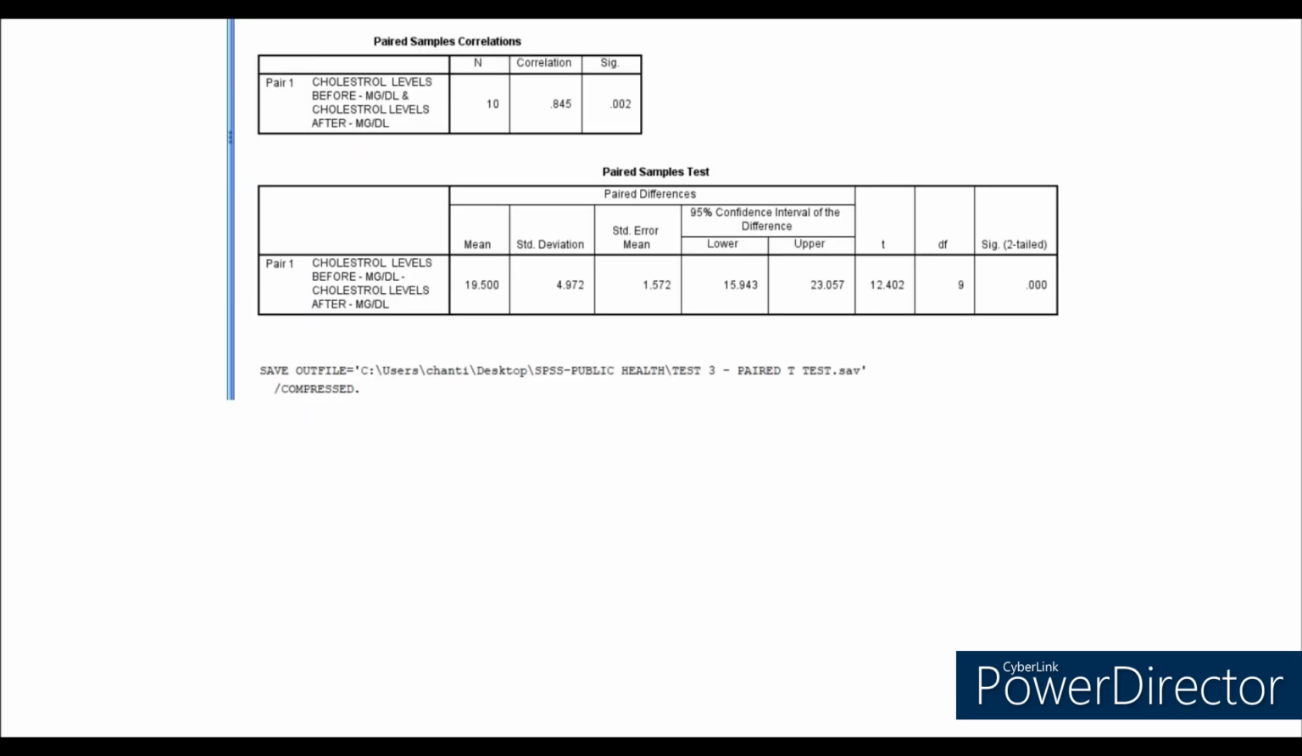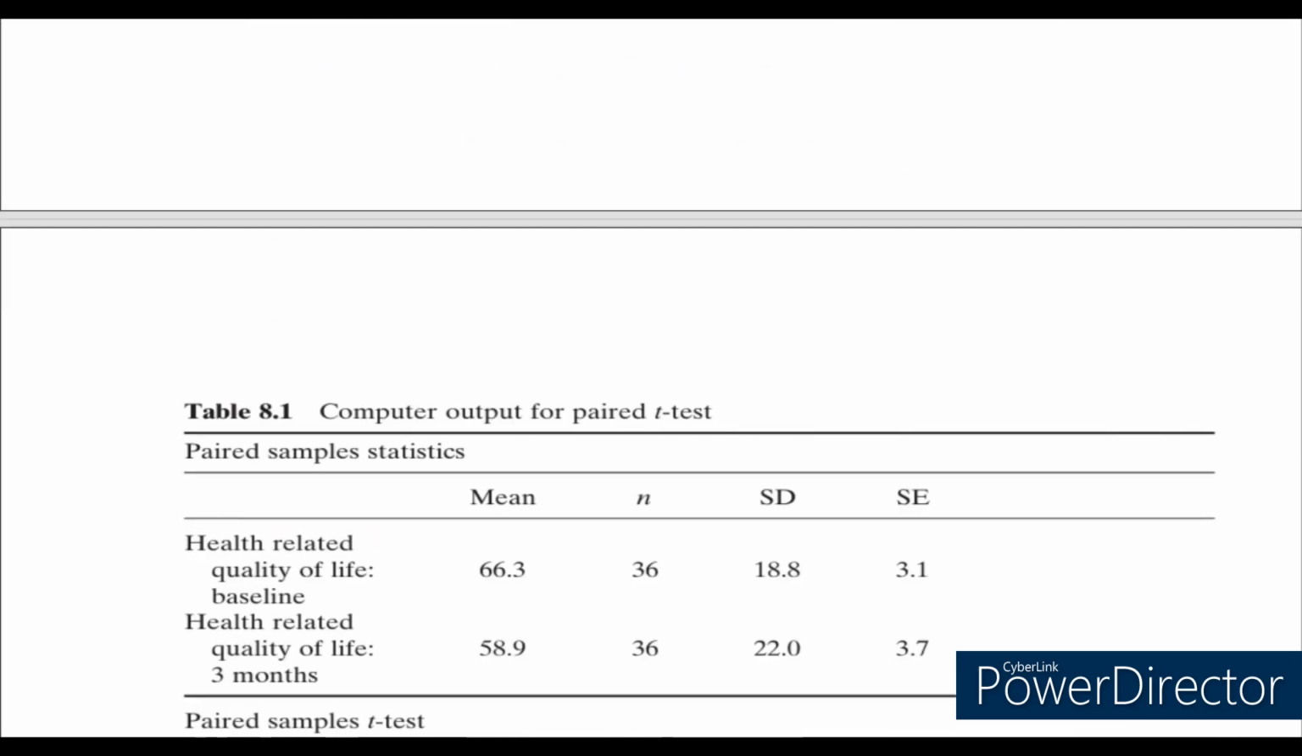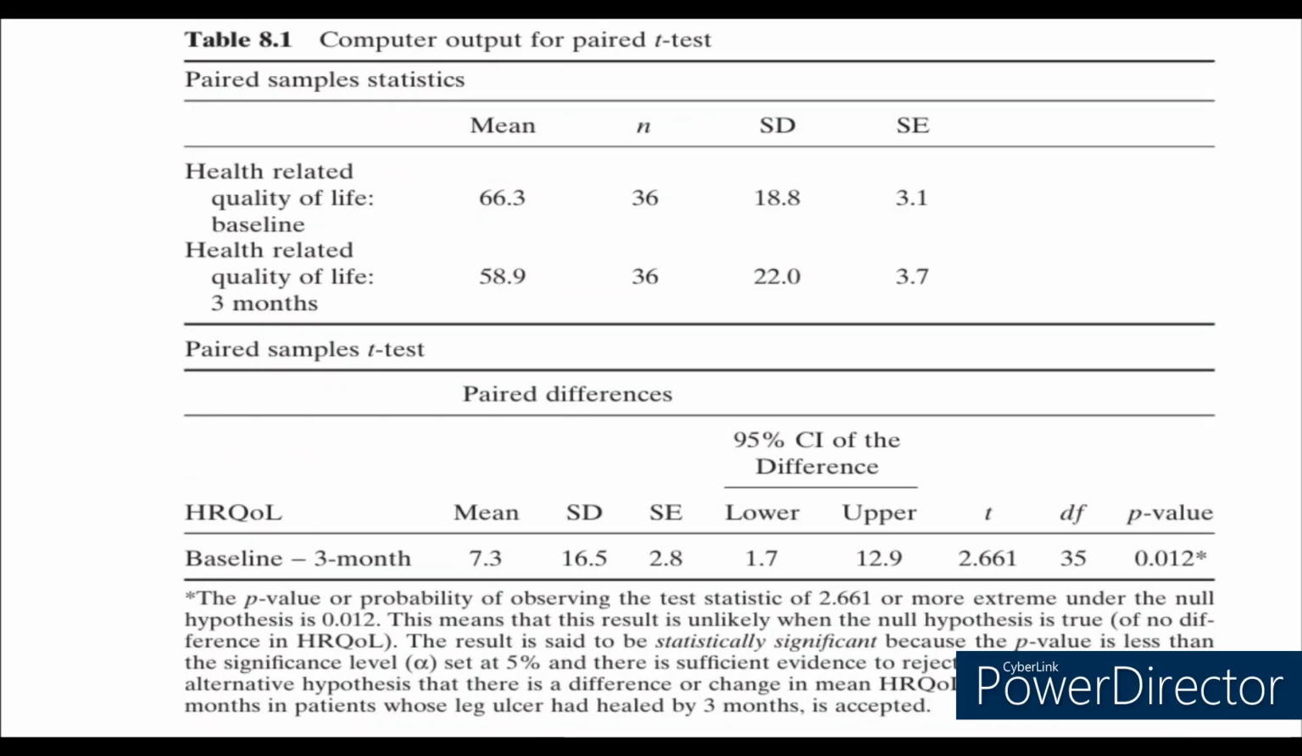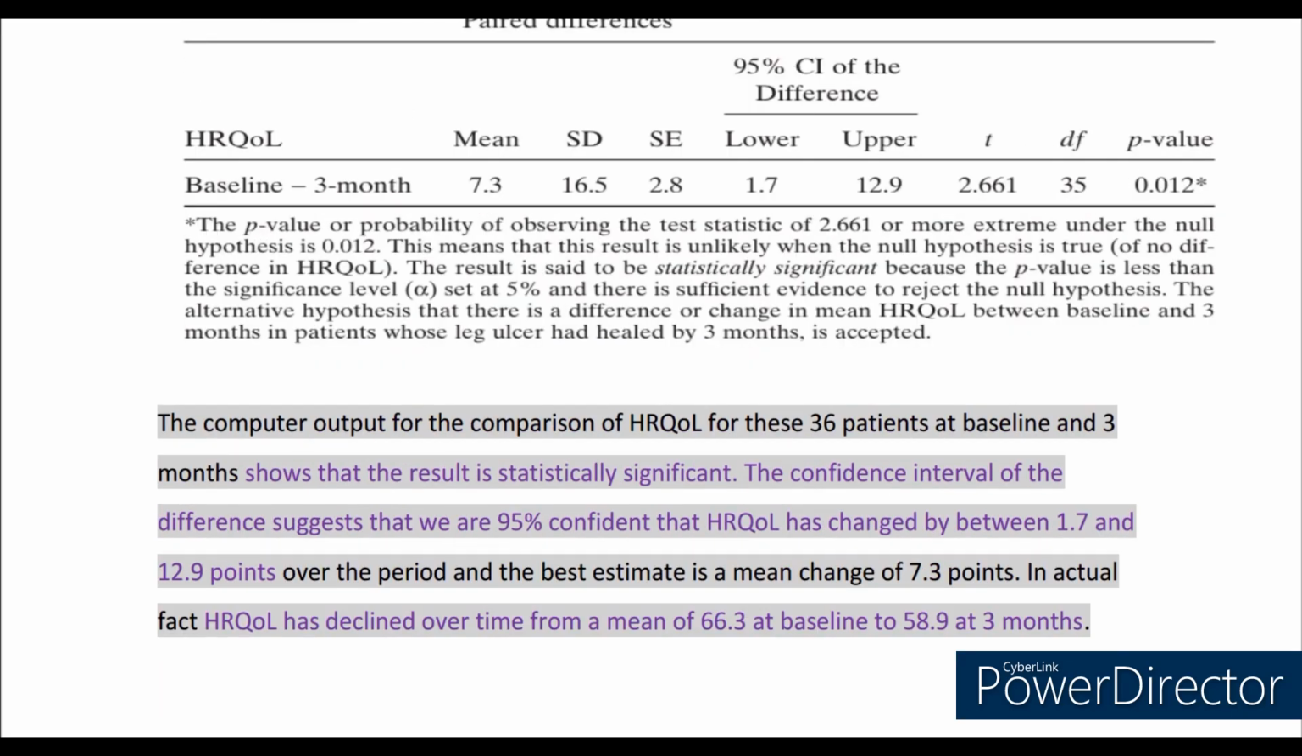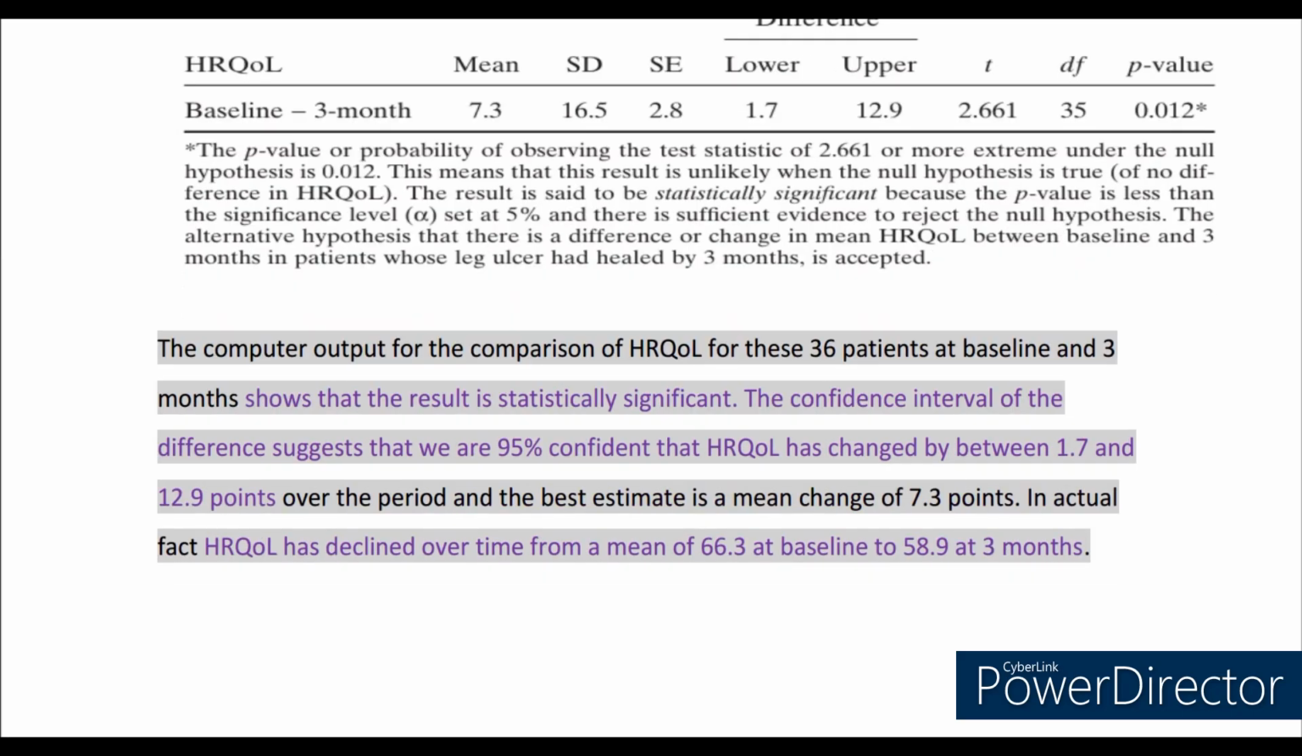So now let's try to understand this table. If you look at the p-value, it is 0.012. So that means the result is statistically significant. And if you look at the confidence interval, the range is between 1.7 and 12.9. So health related quality of life has declined over time from a mean of 66.3 at baseline to 58.9 at 3 months. Okay, that is the interpretation.